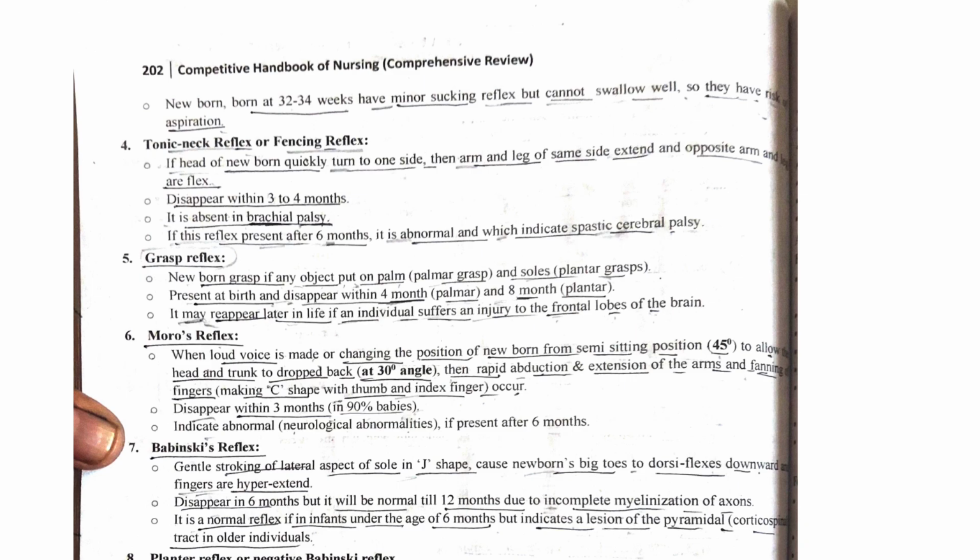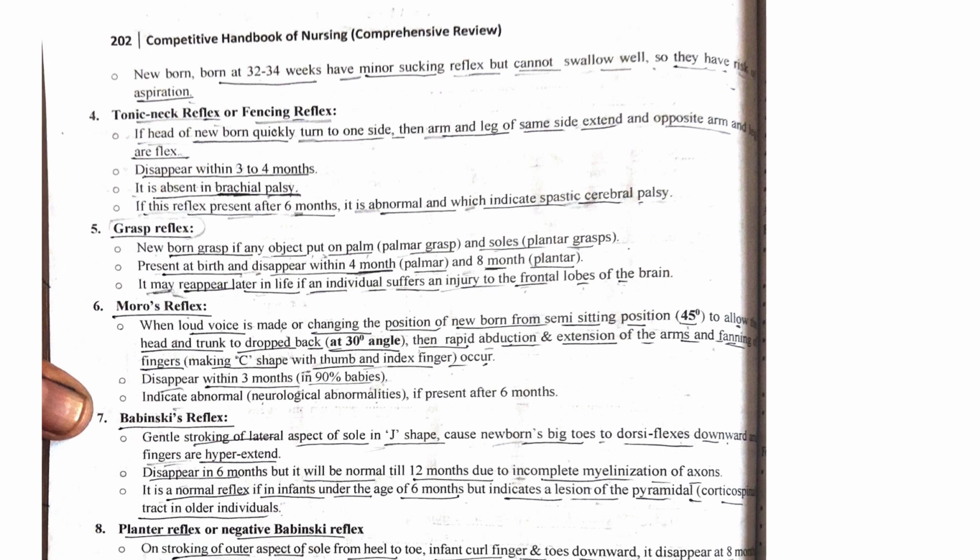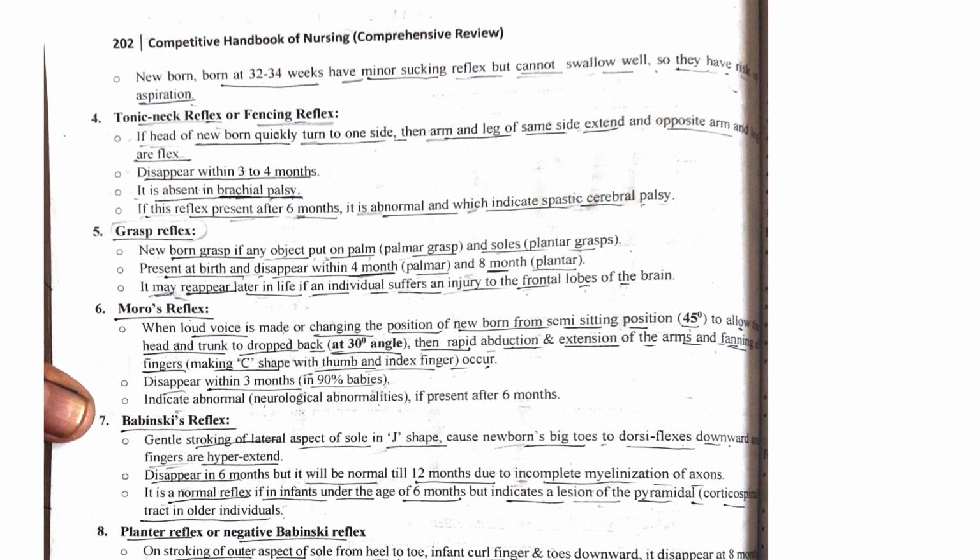If the head of the newborn is quickly turned to one side, then the arm and leg of the same side are extended and the opposite arm and leg are flexed. It disappears within 3 to 4 months. It is absent in brachial palsy. If this reflex is present after 6 months, it is abnormal and indicates spastic cerebral palsy. Then grasp reflex.